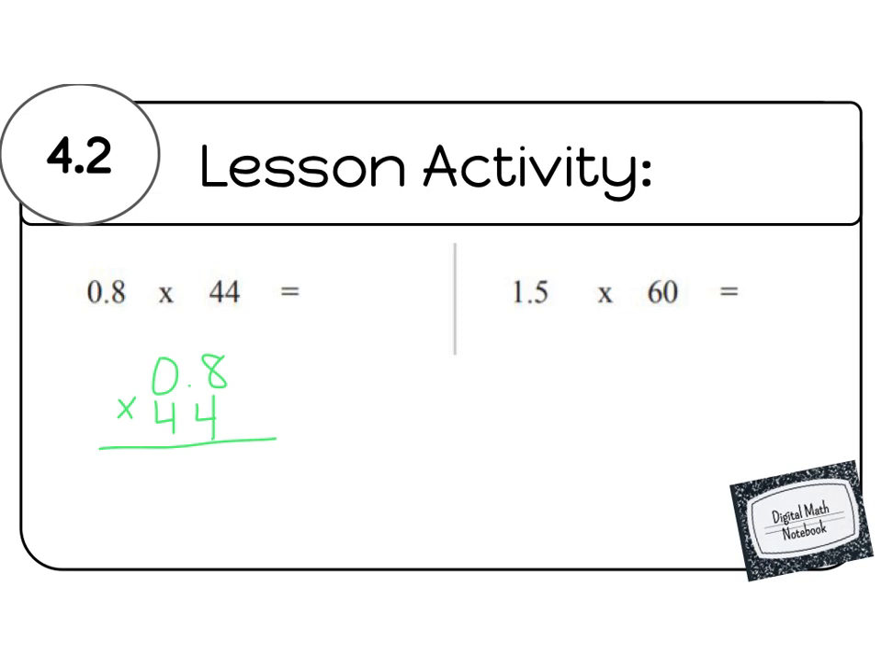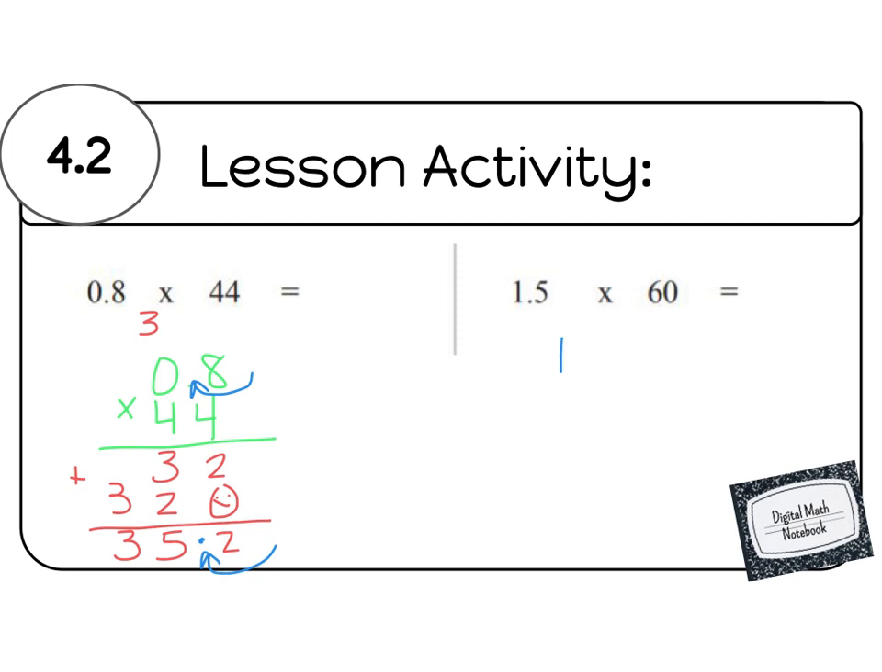Now let's multiply. 4 times 8 is 32. 4 times 0 is 0 plus 3. Start the second row with a magic 0. 4 times 8 is 32 again. 4 times 0 is 0 plus 3. There we go. And we're going to add our numbers, 2, 5, and 3. But we're not done. Last off, we need to count our decimal. We have 1 decimal place, so we're going to count 1 decimal place. So our number would be 35.2.